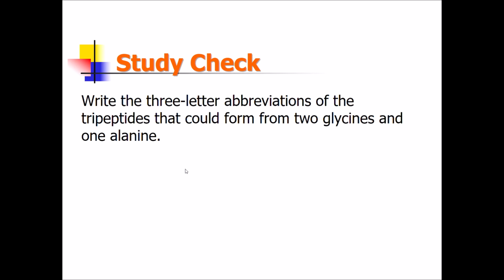All right, so study check. Write the 3-letter abbreviations of the tripeptides that could be made from 2 glycines and 1 alanine. Go ahead and pause the video, and we'll check your answers in just 5 seconds.